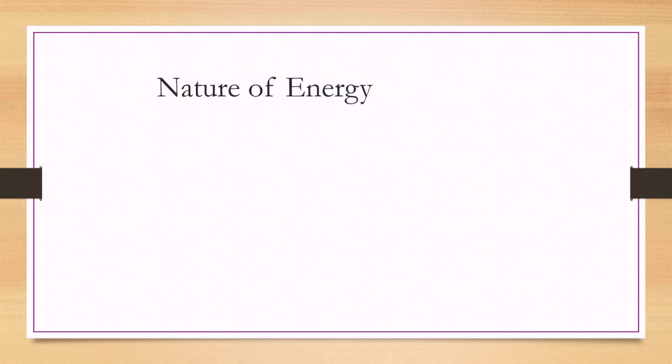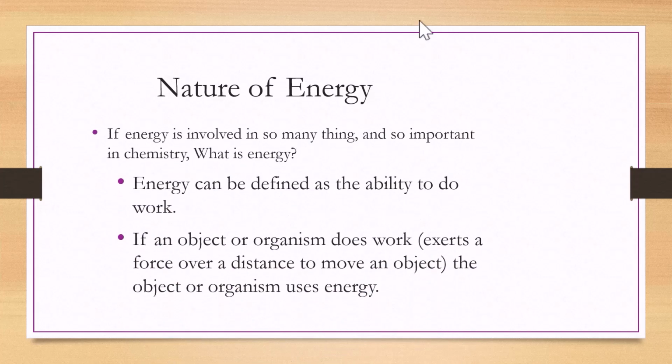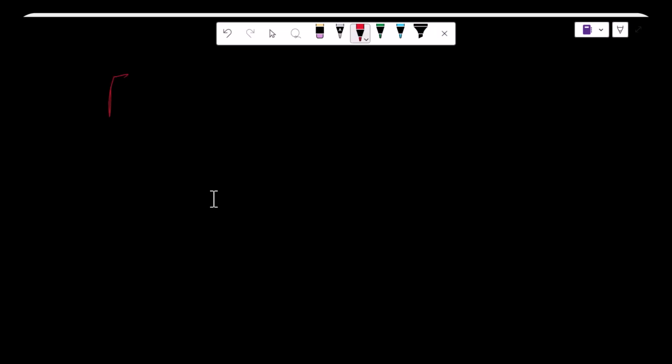If energy is involved in so many things and so important in chemistry, what is energy? Energy can be defined as the ability to do work. If an object or organism does work, meaning that it exerts a force over a distance to move an object, the object or organism uses energy. So we defined energy as the ability to do work.